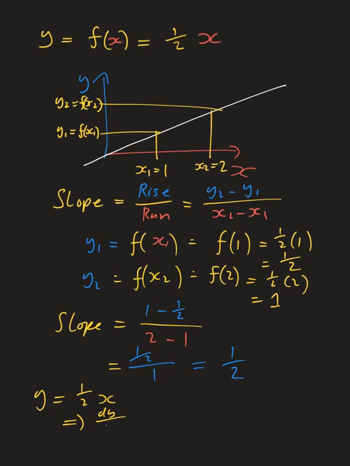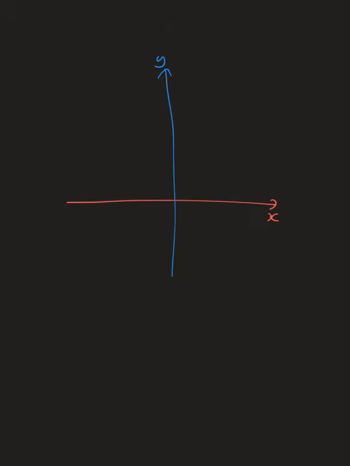And if y is a half x, we know that dy dx is a half, so that all works out fine. So on this graph, you have to go over 2, or the run has to be 2, to get a rise of 1. So that's the slope of a half. Let's look at a few lines drawn on a graph here and their slopes.